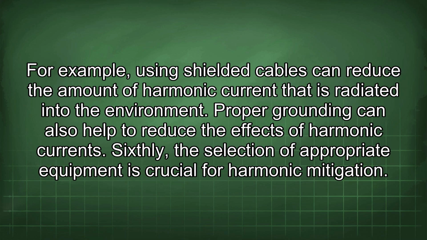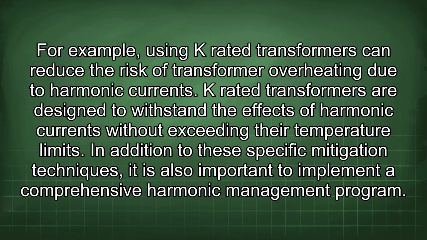For example, using shielded cables can reduce the amount of harmonic current that is radiated into the environment. Proper grounding can also help to reduce the effects of harmonic currents. Sixthly, the selection of appropriate equipment is crucial for harmonic mitigation. For example, using K-rated transformers can reduce the risk of transformer overheating due to harmonic currents. K-rated transformers are designed to withstand the effects of harmonic currents without exceeding their temperature limits.